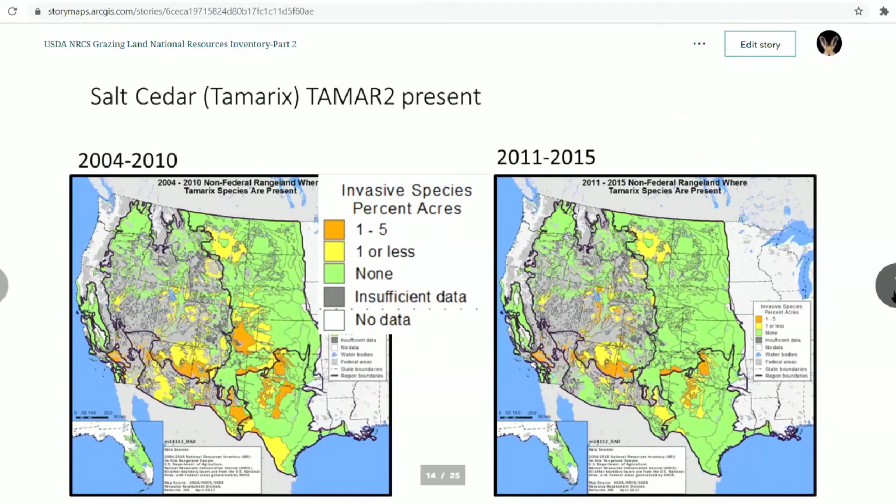The map legends change a little bit, but the color scheme stays the same. Salt cedar is known as a prolific problem on riparian areas. Spatially, the linear riparian systems are not adequately sampled by the NRI stratification. So it's best to be cautious about conclusions for linear systems. We just need more time and more macroplots to make that conclusion.